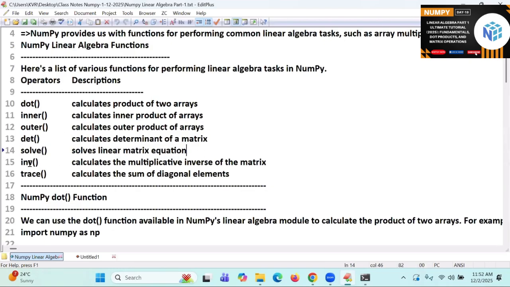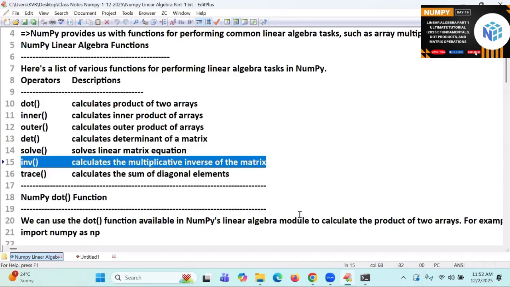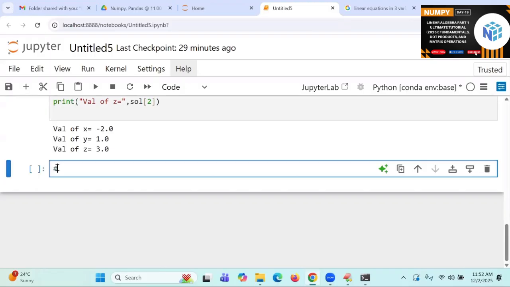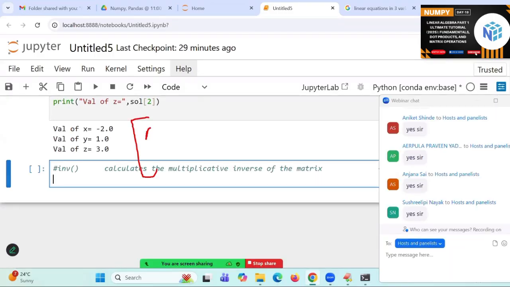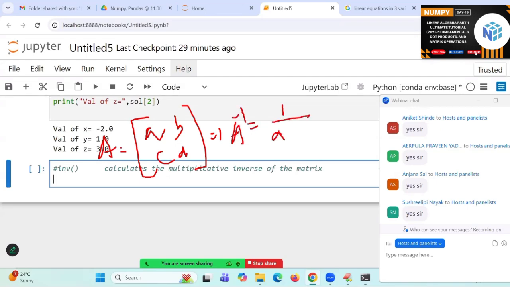Next, I will go for inverse. Calculate the multiplicative inverse of the given matrix. So let us go to the inverse of a matrix. Almost I gave you the inverse of a matrix. What is that? A, B, C, D. How do you calculate this inverse? A inverse is equal to, what is the formula? 1 by AD minus BC of D, minus B, minus C, A. You need to take this one.